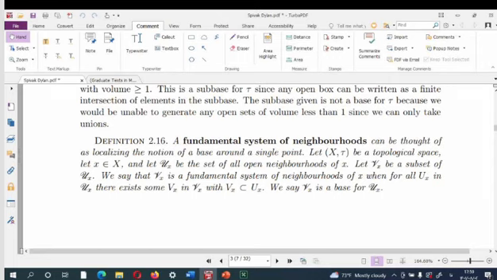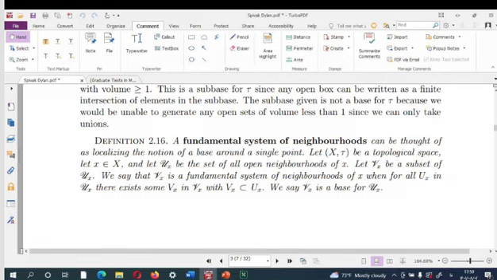In fact, a local base around a single point. By this definition, let X and tau be a topological space. Let x be an element in X and let U_x be the set of all open neighborhoods of x. The set of all open neighborhoods, not all neighborhoods that we denoted by N_x. Open neighborhoods.